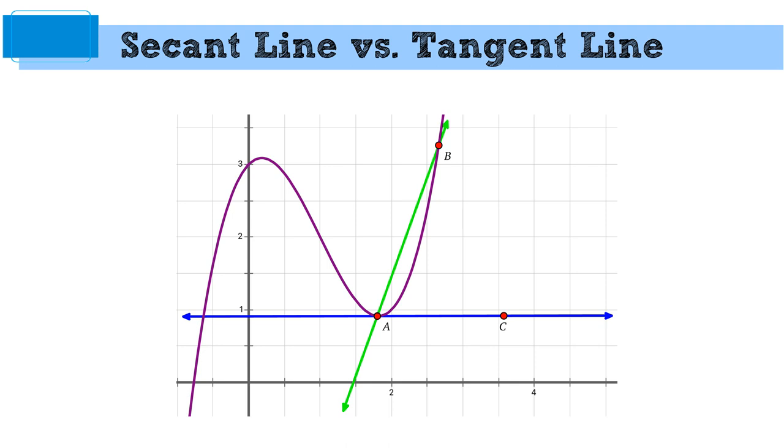Because notice, if I backed out of that picture, zoomed out, it would hit it in another point way further down. The blue line is what's called a tangent line. By definition, a tangent line intersects a function in exactly one point.